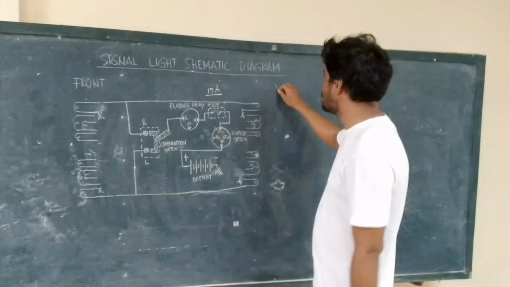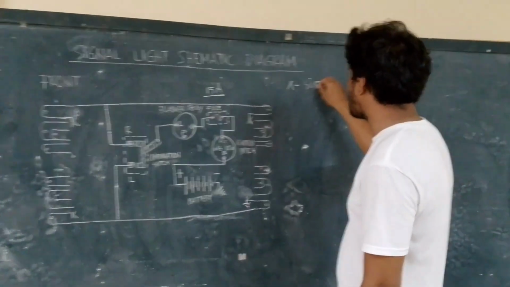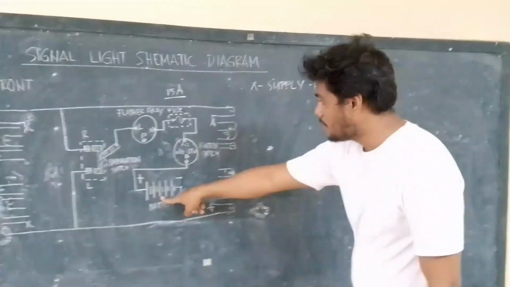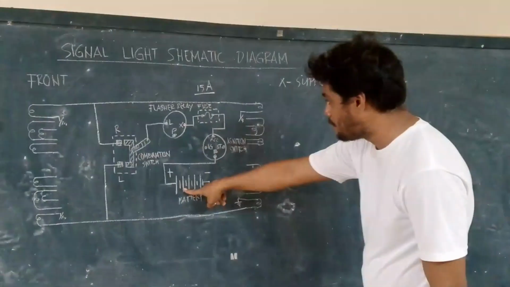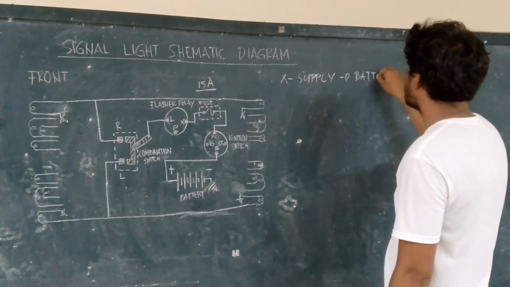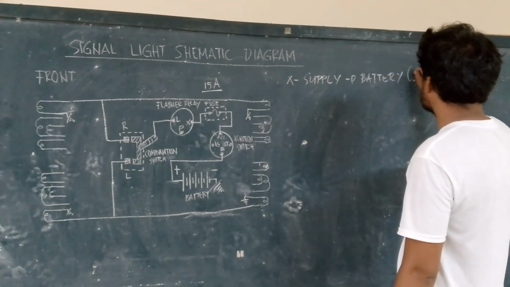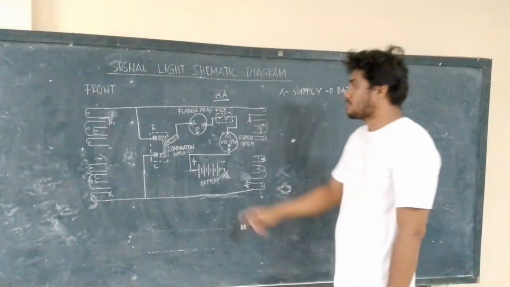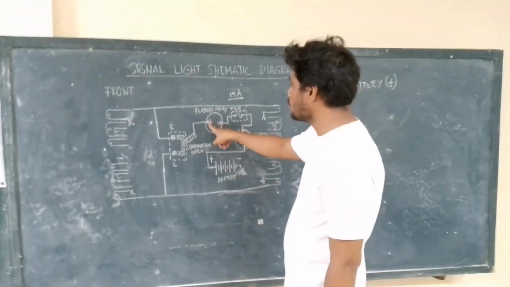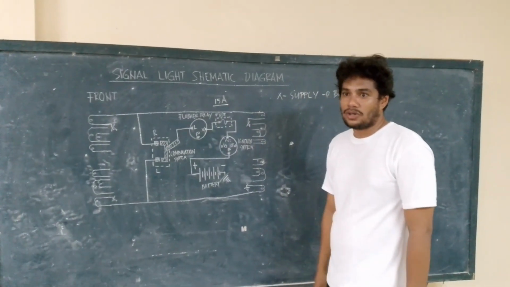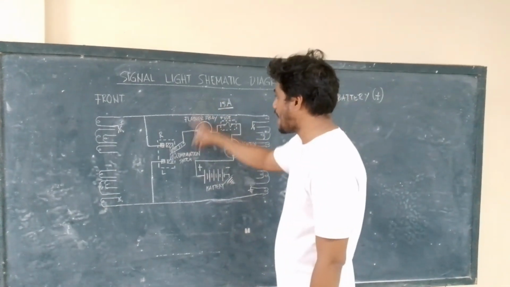When we say X terminal, that is for your supply. When we say supply, that will connect from the battery. That is for the positive supply. Next, the L terminal will go to the common of your combination switch, your signal light switch.